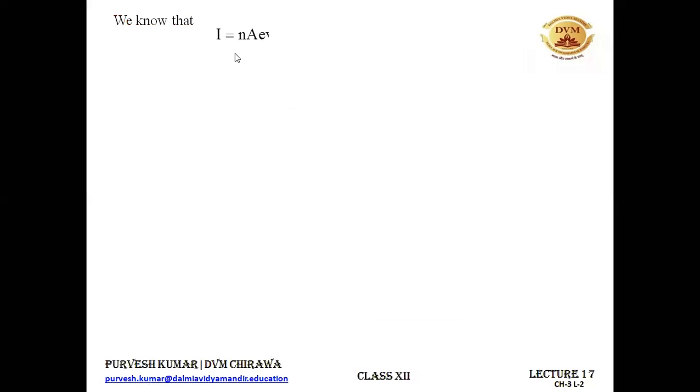We know that I is equal to NAeVd. We have derived this equation that I is equal to NAeVd, and in place of this Vd, you can write the expression for drift velocity, capital E tau by M, and the final expression for I becomes NAe square E tau by M. That's what we have done earlier also. Also, I is equal to J multiplied by A. We know this, J is equal to I by A. So I can write I is equal to current density J multiplied by the area vector A.